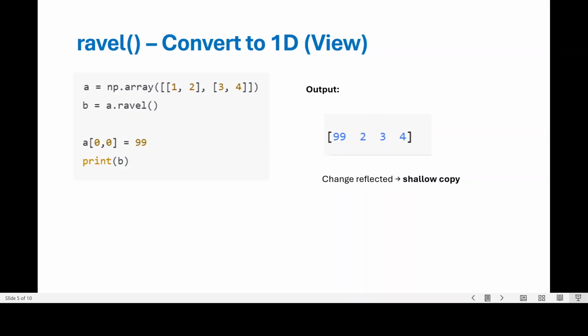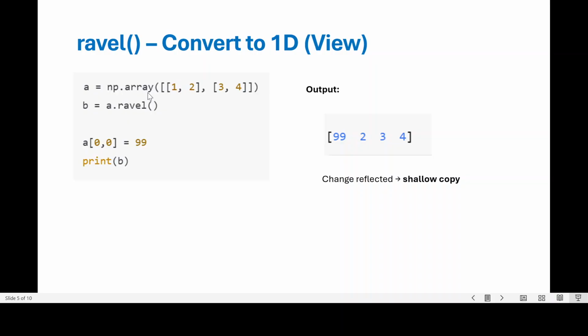In the previous slide, we learned that flatten() creates a new array by performing a deep copy. Now let us learn ravel(). The ravel() function also converts a multi-dimensional array into a one-dimensional array. However, unlike flatten(), ravel() creates only a view of the original array. This means both arrays share the same memory. Therefore, any modification made to one array is reflected in the other. Let us understand this by using the following code.